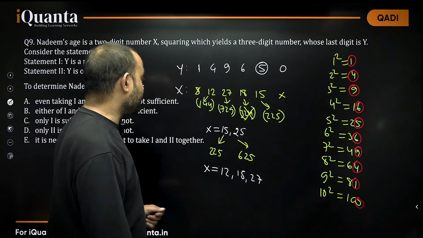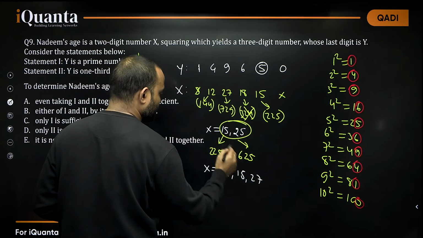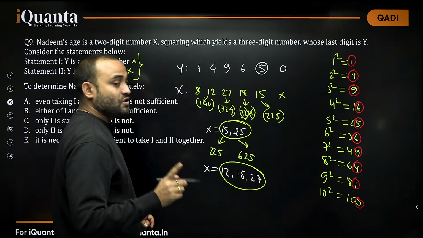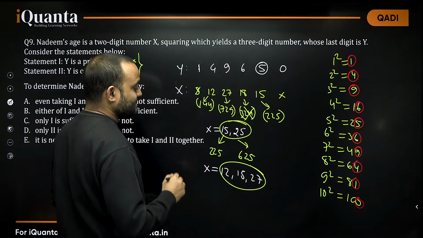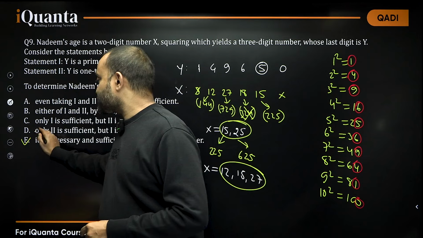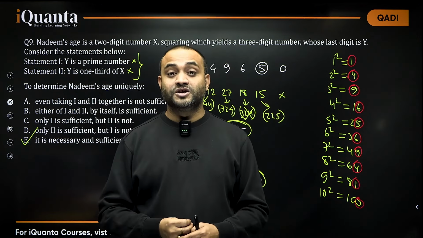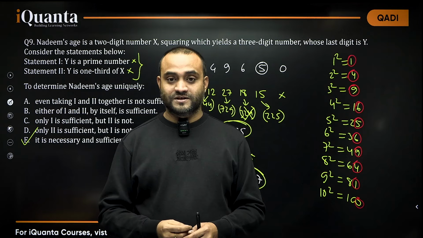But if you take these 2 cases together, out of these 3 values, only one number is common, that is 15, right? And so our answer is option E, that Nadim's age can be determined uniquely using both the statements.